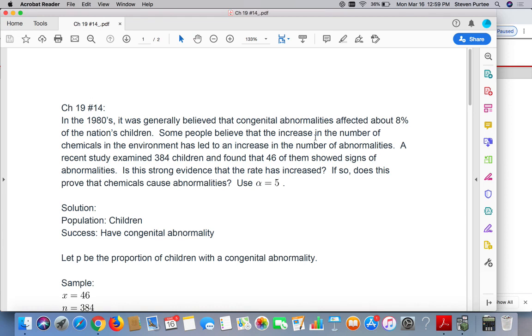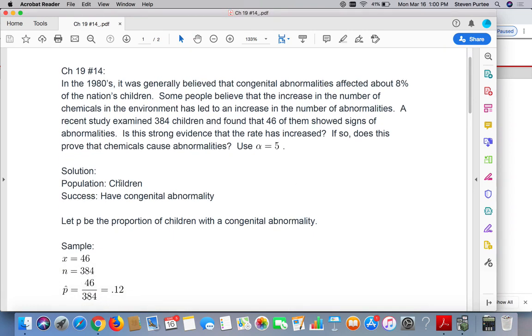Some people think that number is increasing, and they believe it's because of chemicals in the environment. So we do a sample, and that sample will suggest that the number has increased. We're going to use hypothesis testing to see if that's strong evidence that it increased or if that sample was just a fluke. And then we're going to decide if we did find an increase, if we've proven that chemicals are causing abnormalities. We're going to use an alpha level of 5%. That should read 5%.